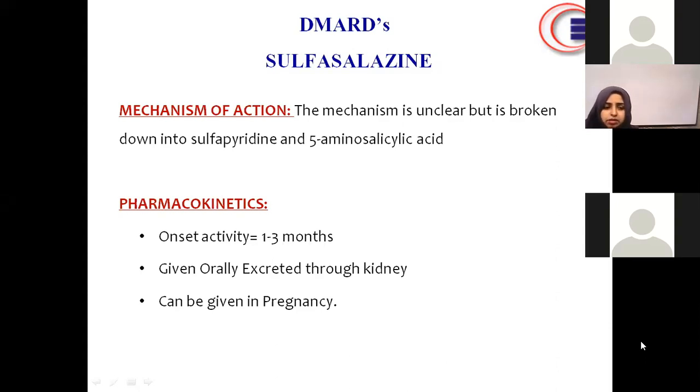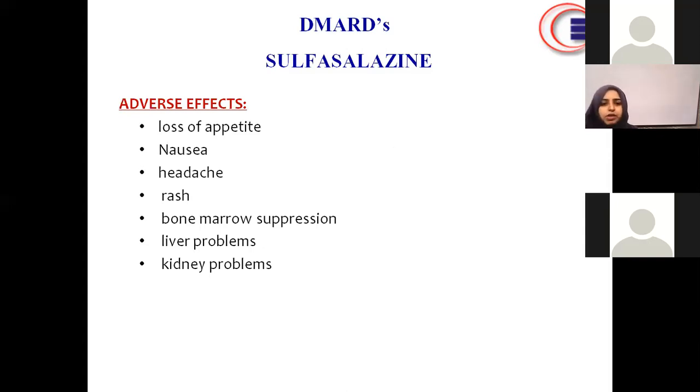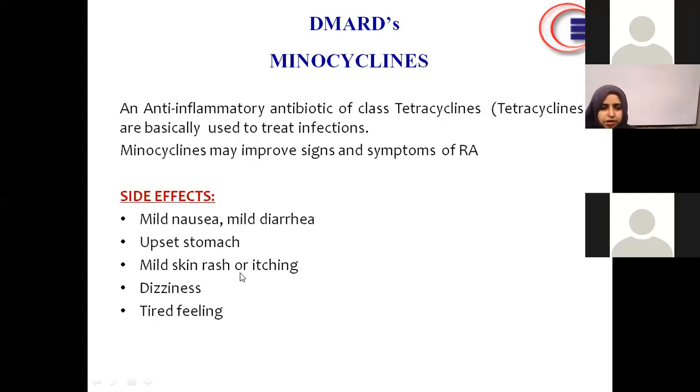Even augmentin. Augmentin is something that is commonly prescribed in hospitals. Even if any patient comes for surgery, you give augmentin pre-operatively. So augmentin is very common. But with any drug, especially if you are thinking of giving it IV, always go for a test dose. You give a very minute quantity, and you will get an idea whether this patient is allergic to it or not. Adverse effects include loss of appetite, nausea, headache, rash, bone marrow suppression, liver problems and kidney problems.